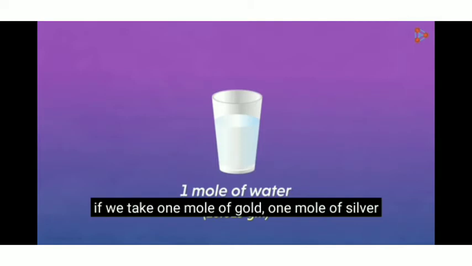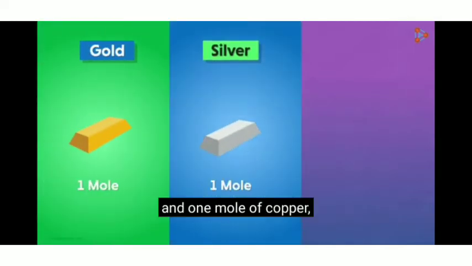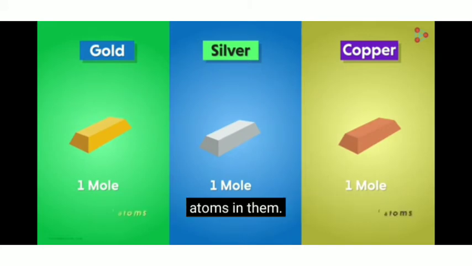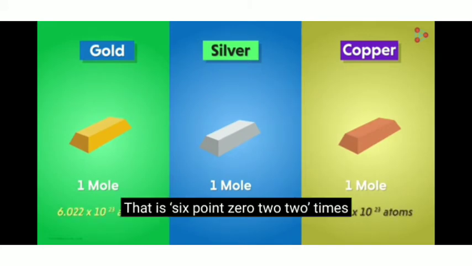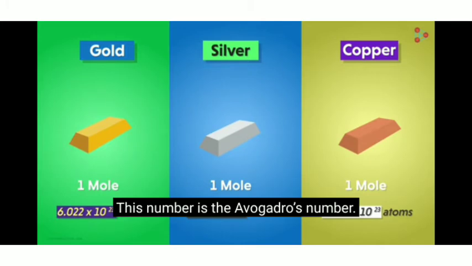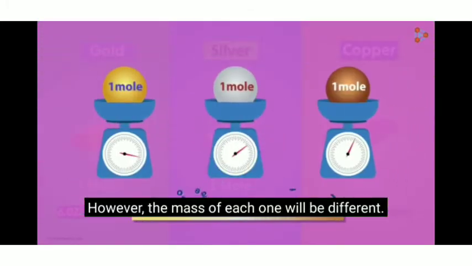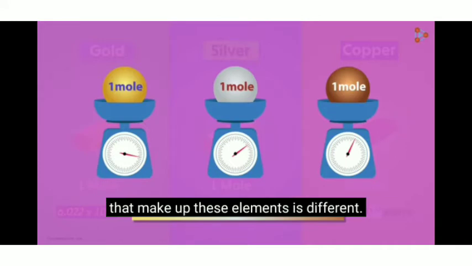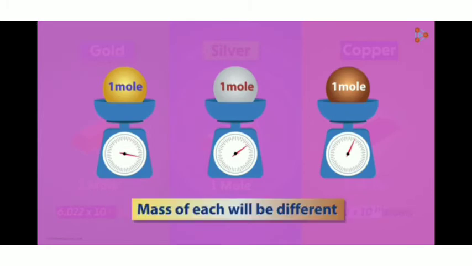If we take 1 mole of gold, 1 mole of silver and 1 mole of copper, all of them will have the same number of atoms, that is 6.022 into 10 raised to power 23 atoms, which is the Avogadro number. However, the mass of each one is different, because the atom that makes up each element is different. Mass of each will be different.